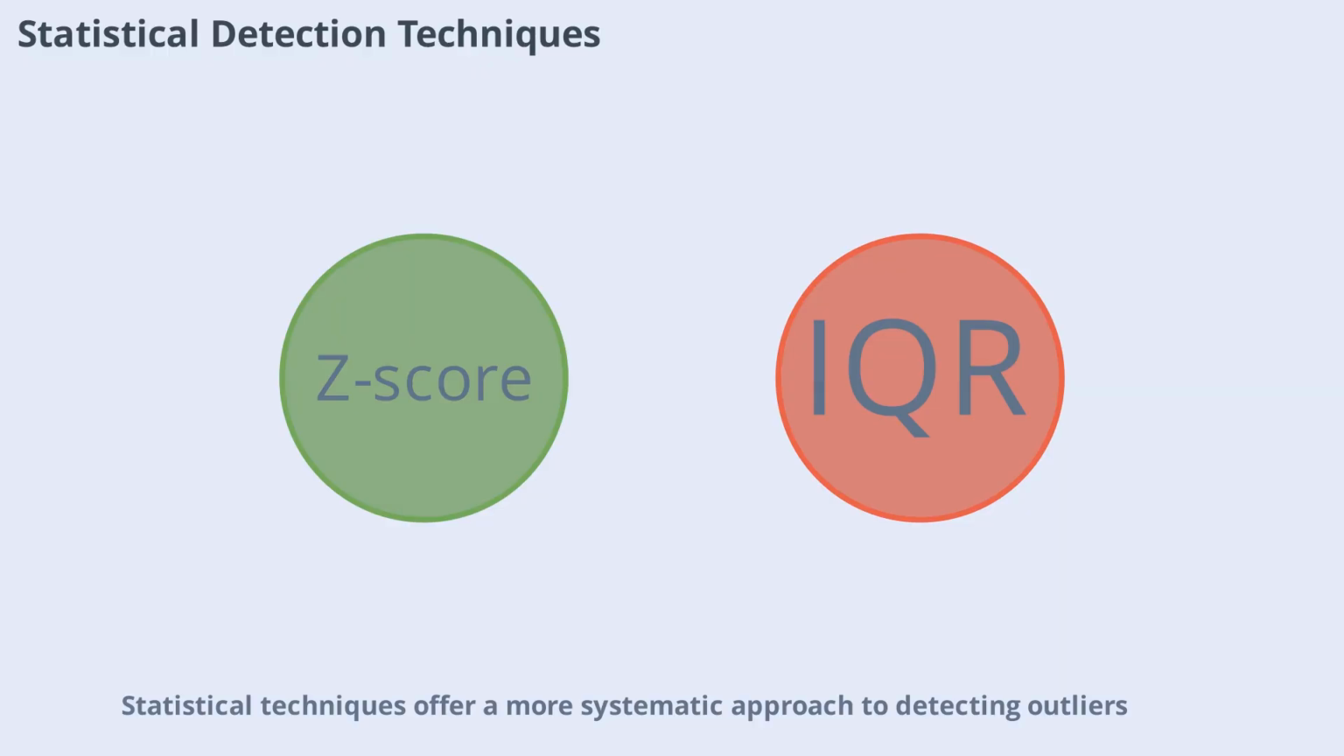Statistical techniques offer a more systematic approach to detecting outliers. Common methods include using the z-score, which measures how many standard deviations a data point is from the mean, and the interquartile range, IQR, which identifies values that fall outside the typical spread of the data. These methods are especially useful for large datasets where visual inspection isn't practical. By setting thresholds, you can flag data points that are likely outliers for further investigation.